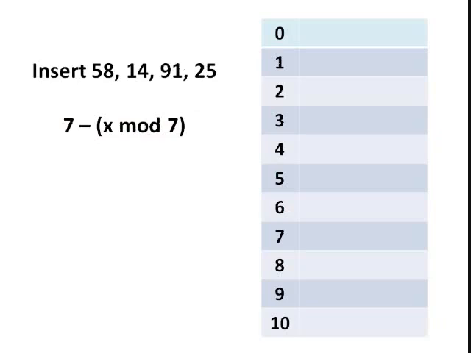Okay. So here our table size is 11 and the first key to be inserted is 58. So 58 modulo 11 will give us 3. So we will insert 58 in index 3.